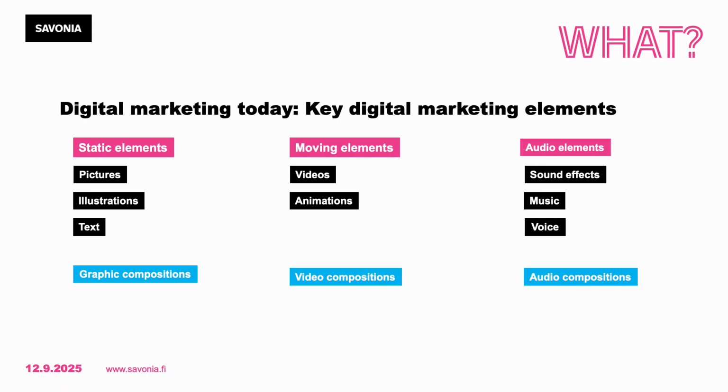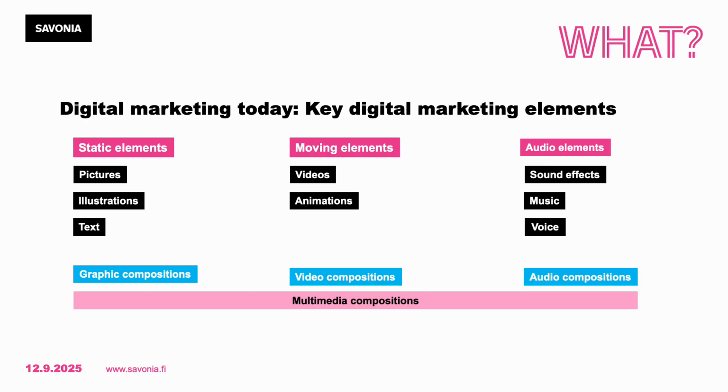Basically, when we are talking about a composition, what it means is that it is a combination of different elements. For example, a graphic composition would be composed of text, illustrations, and pictures. If you put all these three together, you would actually be talking about a graphic composition. When you are talking about moving elements such as videos and animations, and you put these together, you would be talking about a video composition.